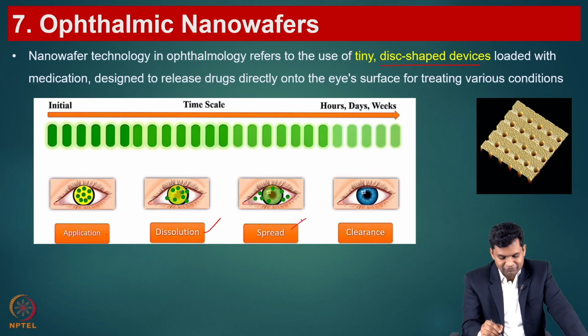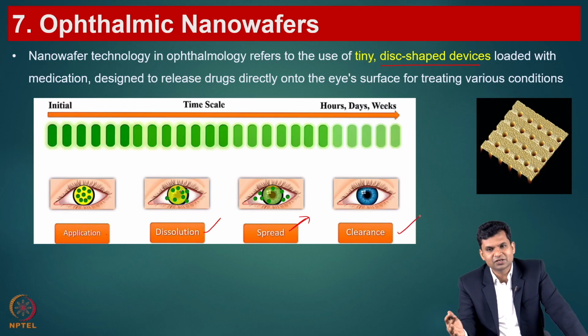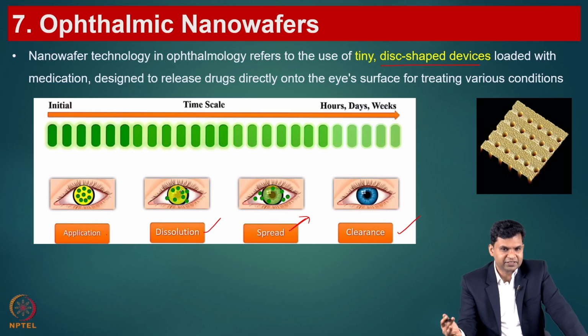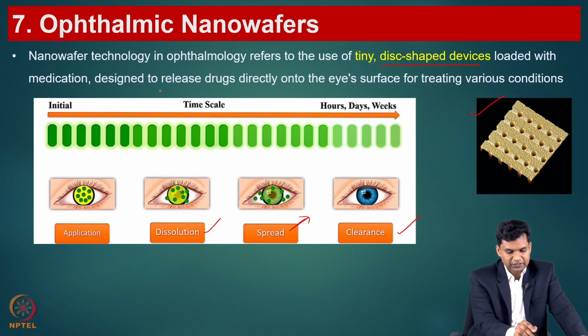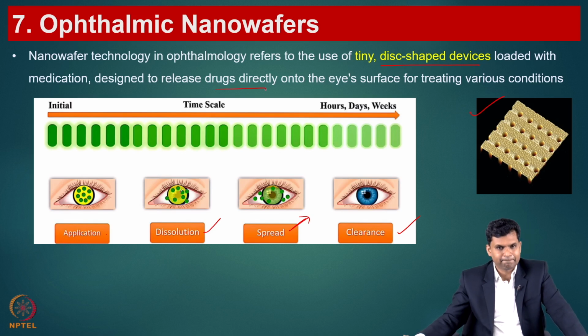Then after that your drug will distribute within the eye region, and once the drug has entered the blood and finished the treatment, the wafer will go away because of the biodegradation or disintegration property of the materials. So, these are the nanowafers, also considered as nanofilms, which are coated with drugs. You can see here in the pictorial representation. These wafers will slowly release the drug into the eye.